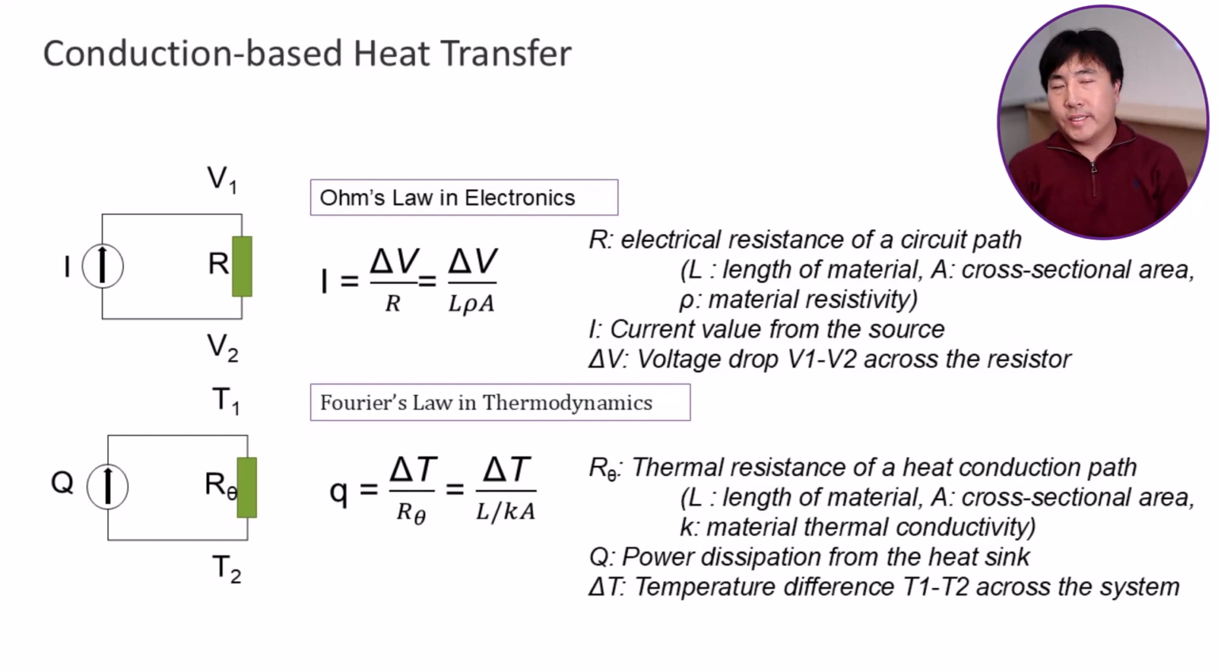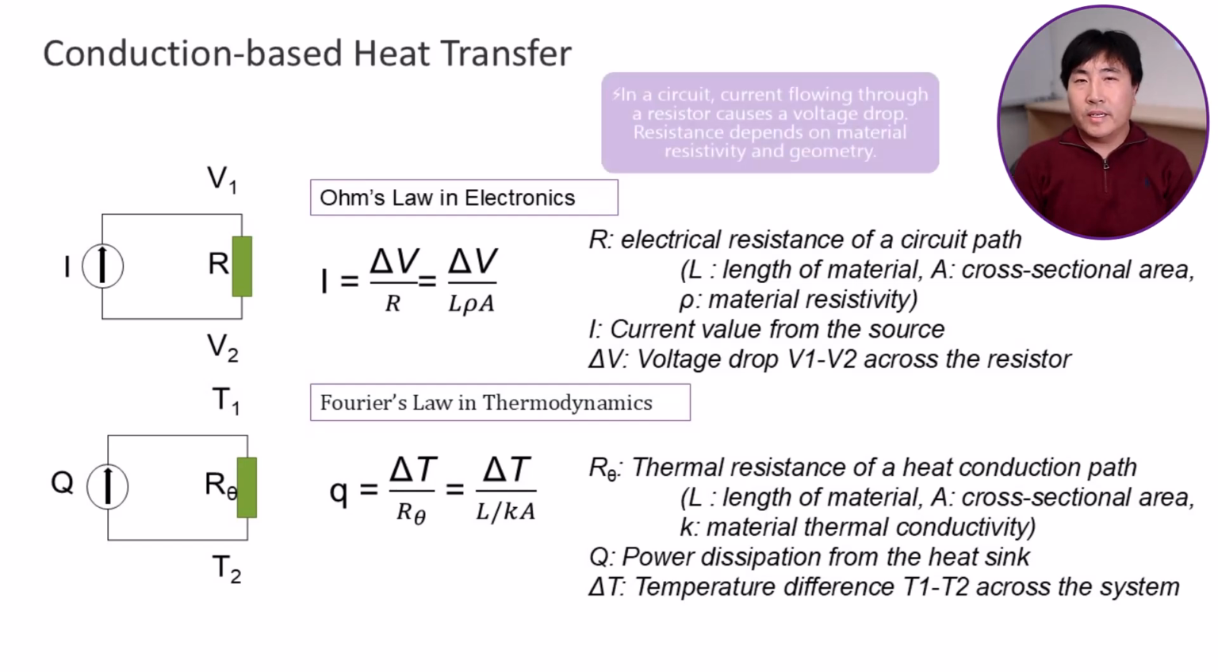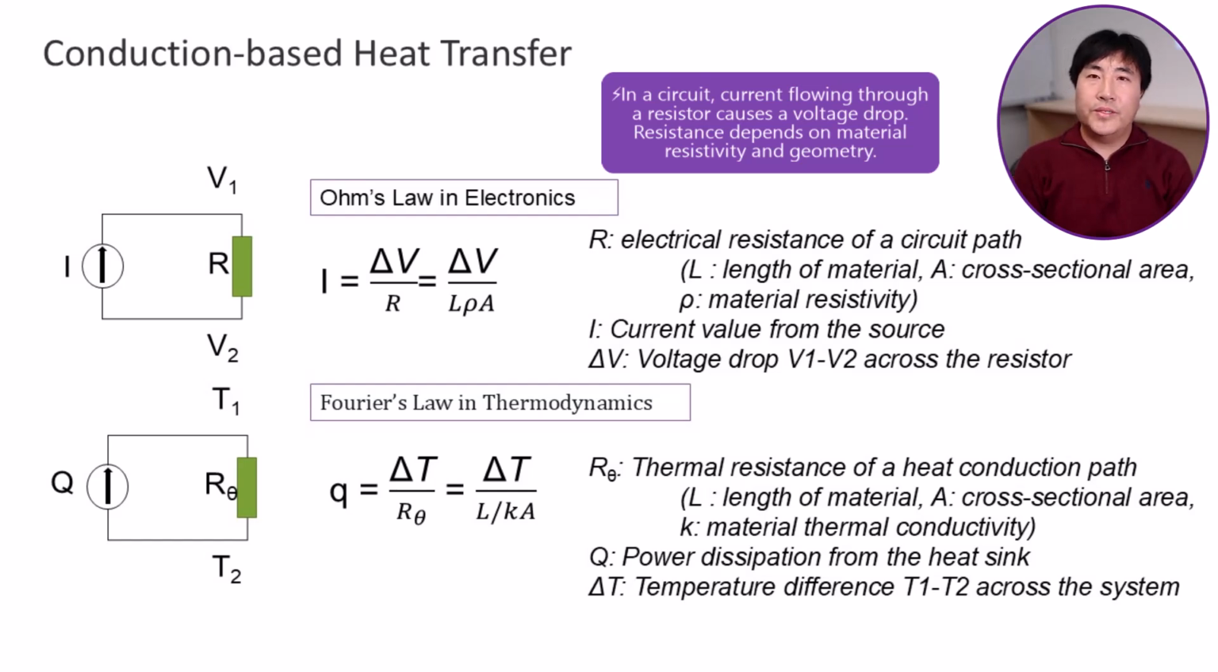Now let's look at the physics behind conduction-based heat. We can understand temperature behavior by using an analogy with the famous Ohm's law in electronics. Ohm's law states that the current flowing from a source to a destination in a circuit causes a voltage drop. The ratio between the drop and the current is described as the electrical resistance of the circuit path. Resistance depends on the material geometry and resistivity properties.